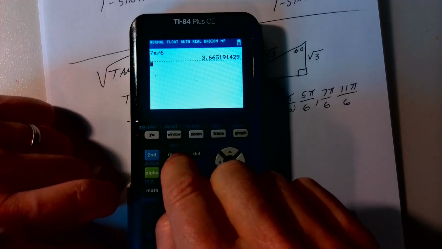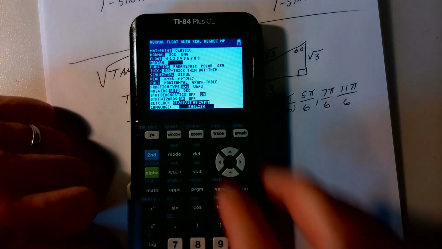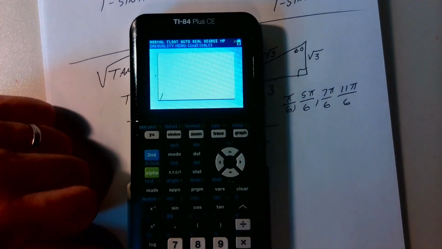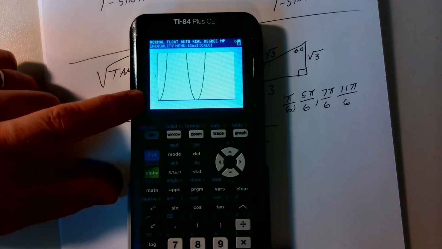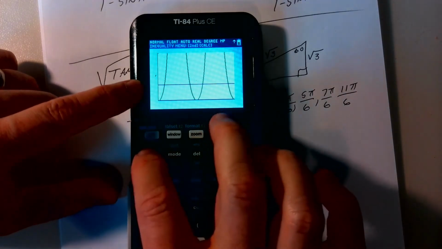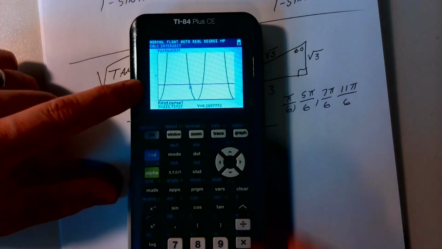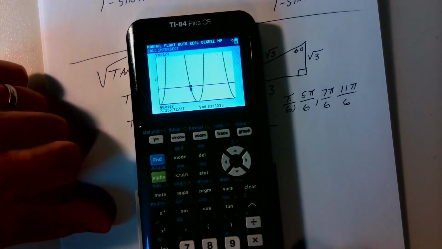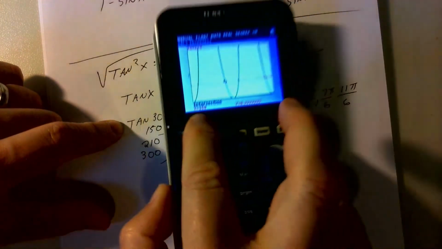If you wanted to change your mode, I'll show you this really quick. Change your mode to degrees, just like that. Go to your window, 0 to 360 degrees, and hit graph. Now you're going to see the exact same picture that we showed before, and there's our 1/3 going through. Then second trace, number 5, intersection. I'm going to move it to this one, and according to our work, that should be 150 degrees, right? Enter, enter, enter. You have to look really close, but there it is, 150.